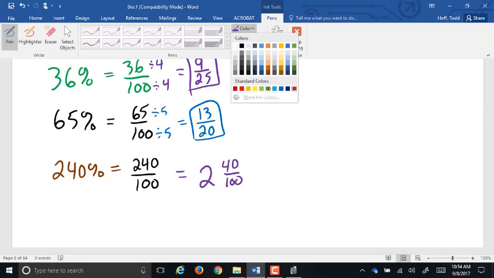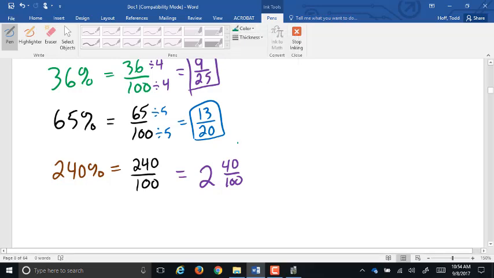Now we still need to reduce the fraction, the 40 over 100. What's that? Divide by 10. They both end in 0, so we can divide by 10. 40 divided by 10 is 4. 100 divided by 10? 10. Are we done there? No, we can still divide by 2. Perfect. 4 divided by 2? 2. 10 divided by 2? 5. Are we done now?